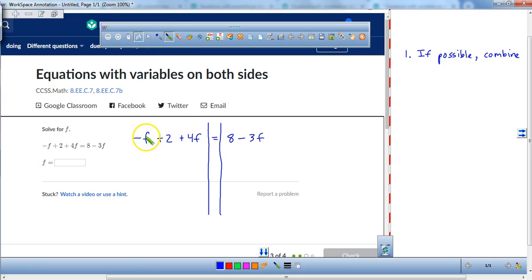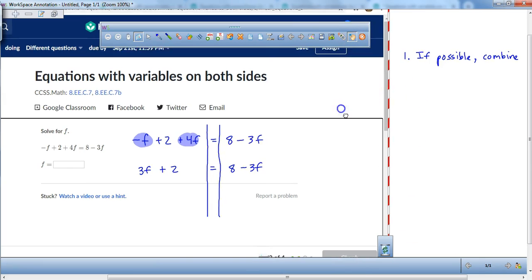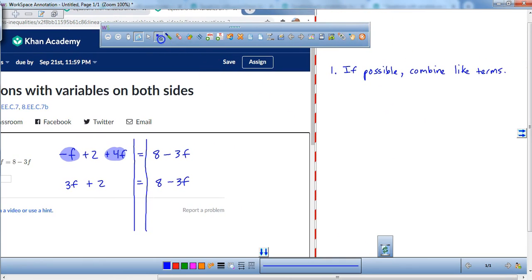Let me scan here. Ooh, got a negative f. I got a positive 4f. Well, when I combine a negative f and a positive 4f, that leaves me with a total of 3f's. And those are like terms that I could combine. Okay, there we go. So if possible, combine the like terms. It makes it a lot easier.